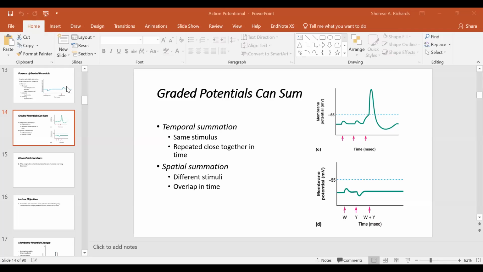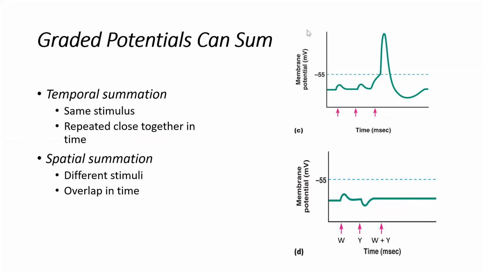Finishing up where we left off, we were just getting into the action potential. We were describing the ways that we can sum graded potentials in order to possibly get us closer to that threshold value, that membrane potential of -55.